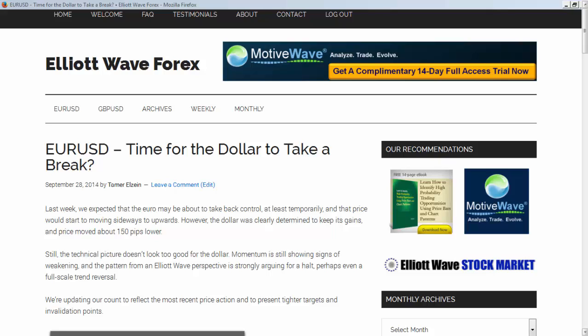Still, the technical picture doesn't look too good for the dollar. Momentum is still showing signs of weakening, and the pattern from an Elliott wave perspective is strongly arguing for a halt, perhaps even a full-scale trend reversal. We're updating our count to reflect the most recent price action and to present tighter targets and invalidation points.